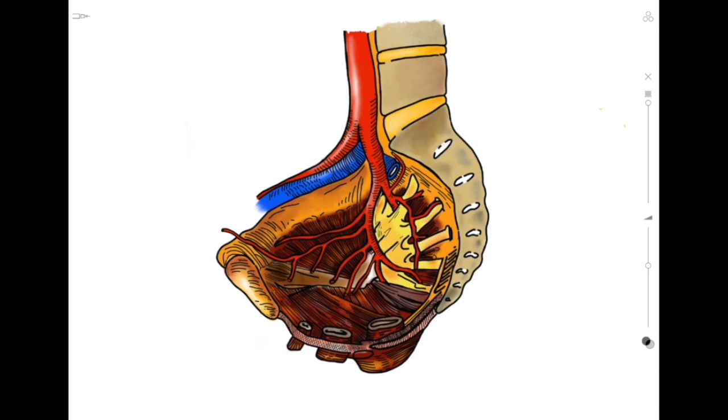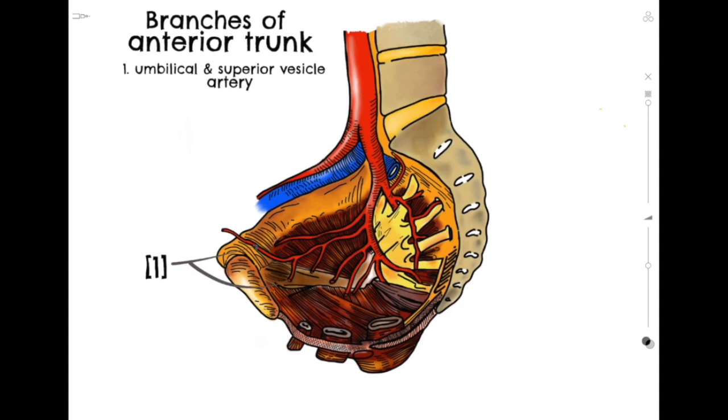The branches of the anterior trunk are far more complex and variable. Now you'll see here that we have a female pelvis, so we'll be talking about the female branches, but mention the male branches where we need to. First of all, we've got the obliterated umbilical artery, which supplies blood up until a variable point until it becomes a fibrous cord. It gives rise to a number of superior vesical arteries that supply the bladder.